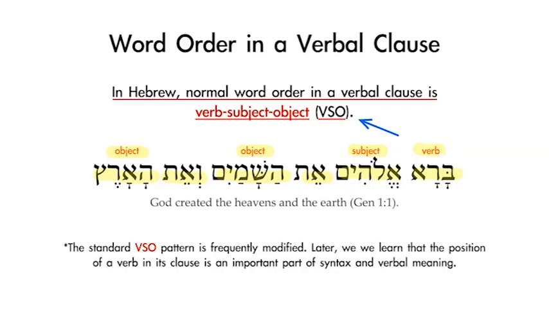You should also understand that the standard VSO pattern is frequently modified. Later, we will learn that the position of a verb in its clause is an important feature of syntax and verbal meaning. For now, though, we need a baseline to begin with, and the VSO, or verb, subject, object ordering, is what we're going to begin with.